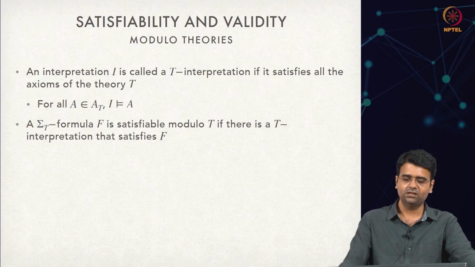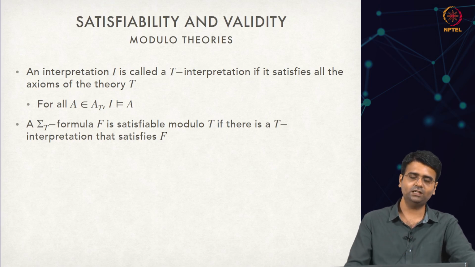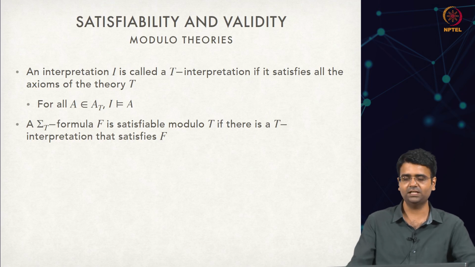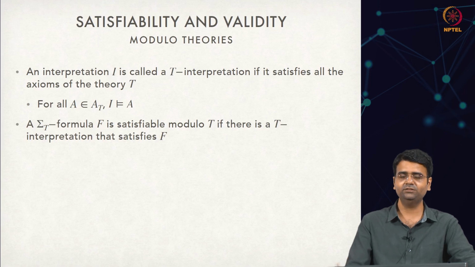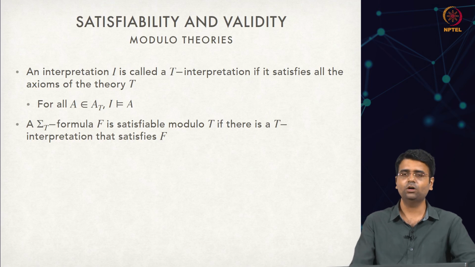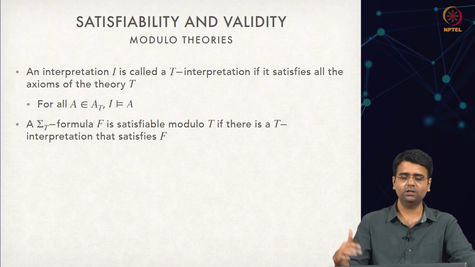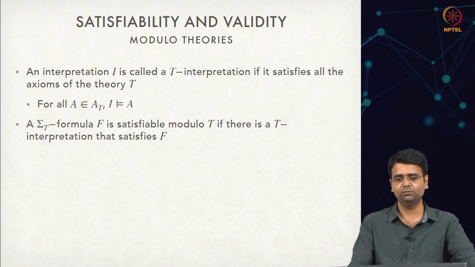Okay. So note the difference between this definition and the definition of satisfiability that we had seen earlier. So we said a formula is satisfiable if there is some interpretation which is a model of the formula, but here we say that a formula is satisfiable modulo T if there is a T interpretation, which means there is an interpretation which satisfies all the axioms of the theory, and such an interpretation should be a model of F, should also satisfy F. Then we say that the formula F is satisfiable modulo T.